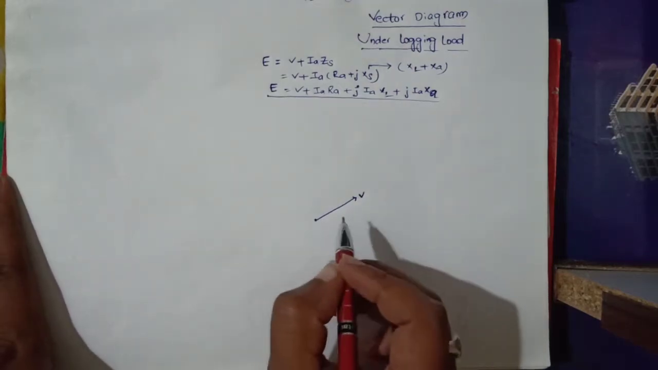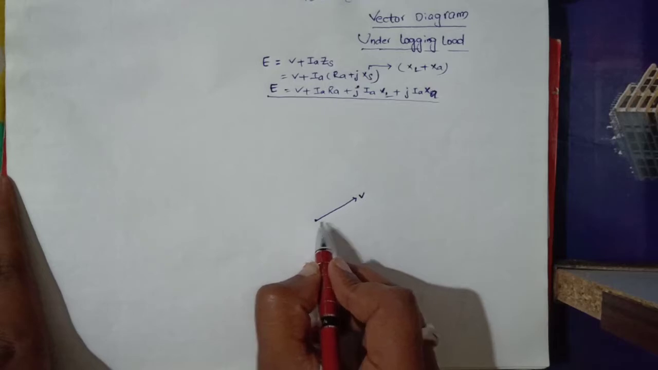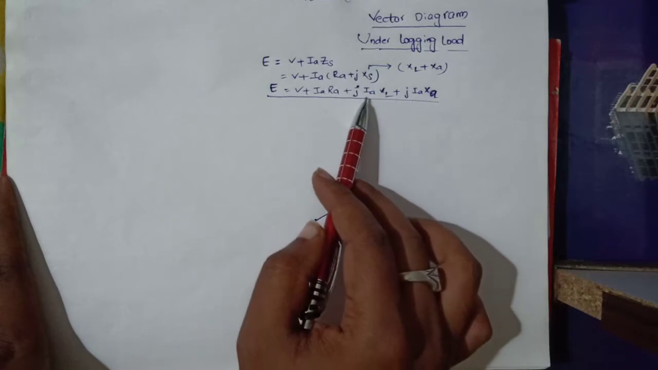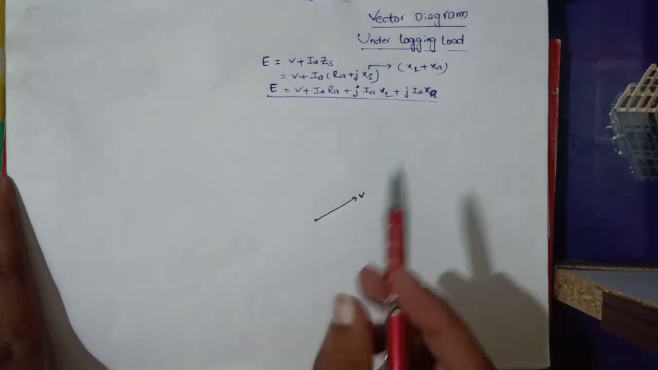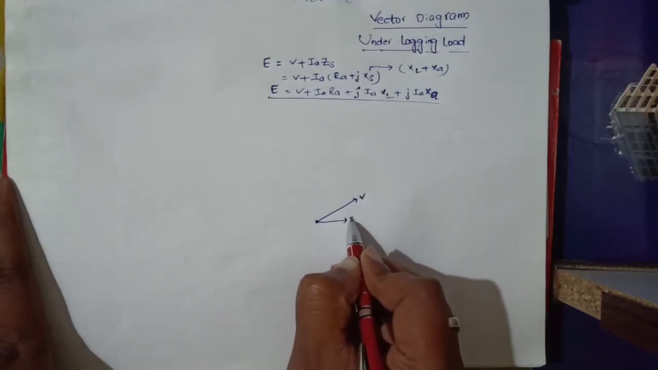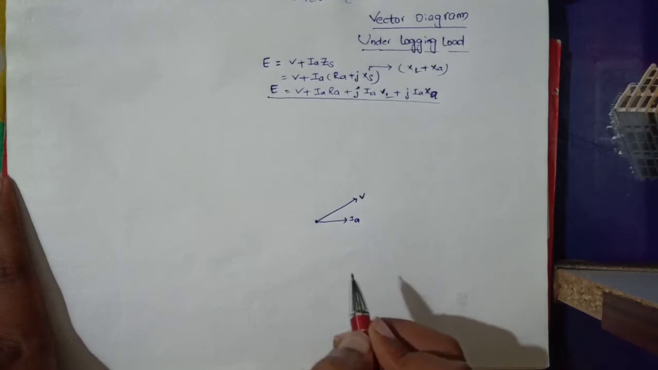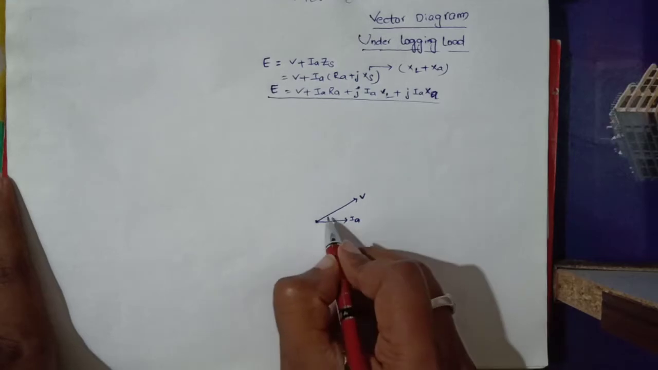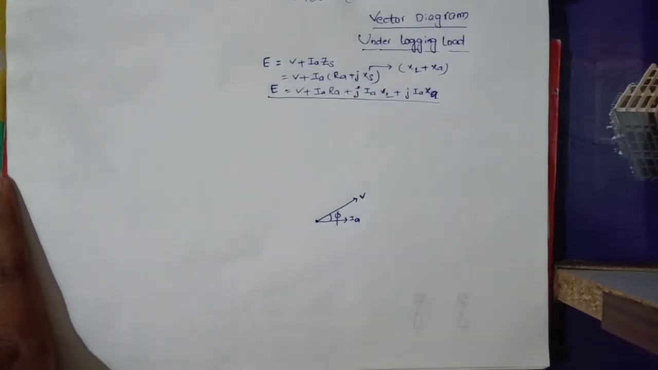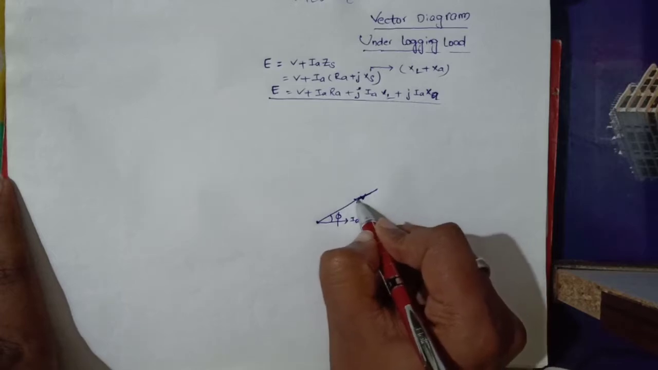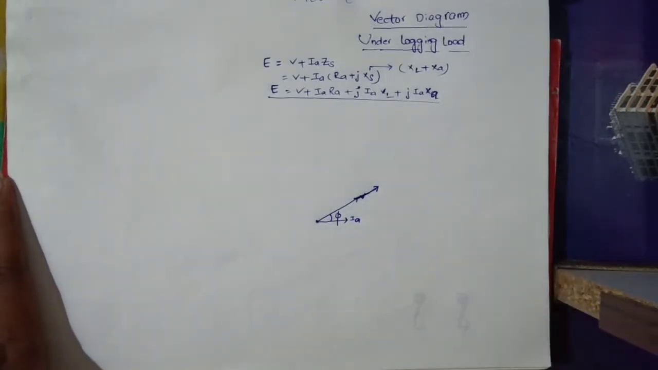Definitely the current will lag the voltage. This is not a resistive load, since here we have XA and XL, so the current will lag the voltage. But this is not exactly 90 degrees; there will be just a small angle that I'm indicating as phi. Now this is V, so I'm extending this V to get a very clear diagram.